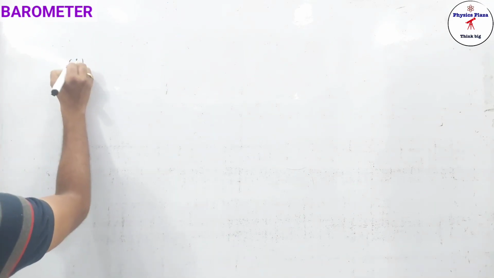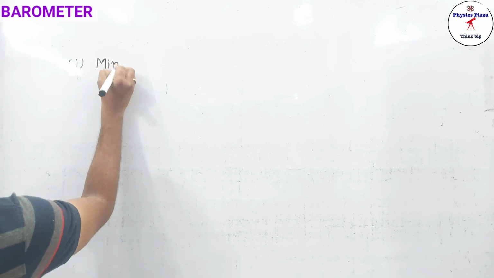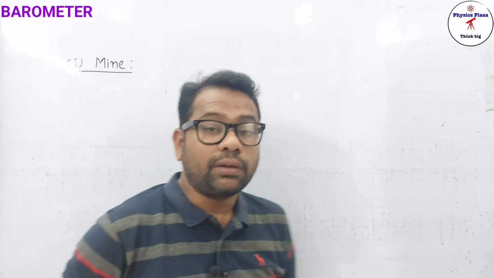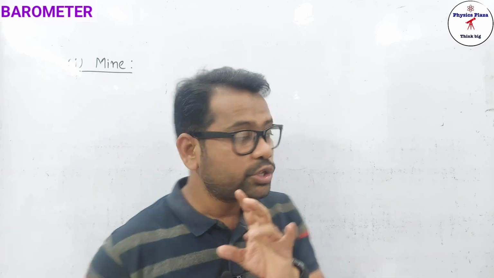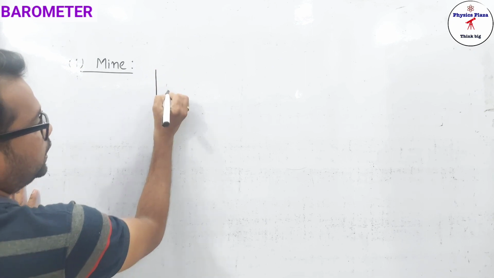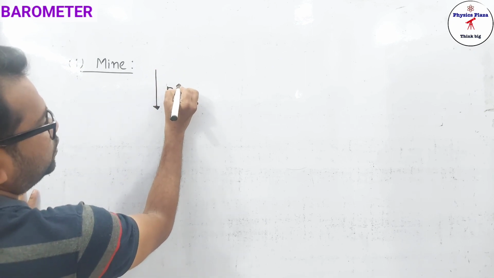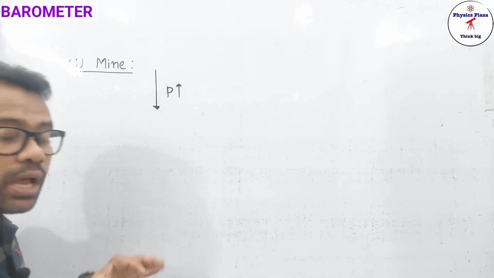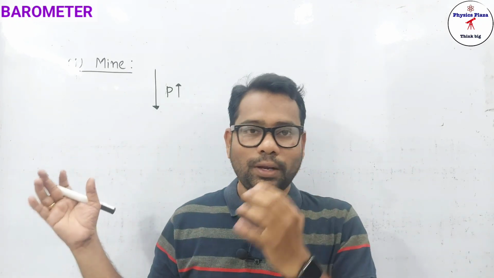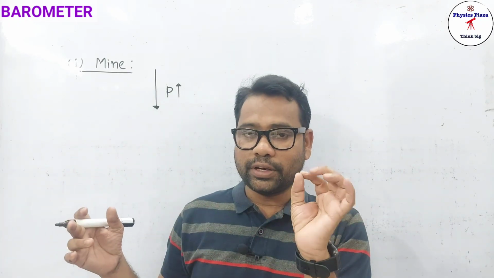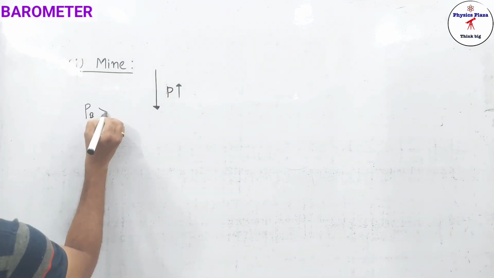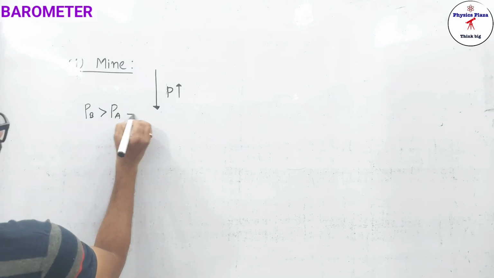What happens if the barometer is taken inside a mine? How does the barometric liquid get affected? Children, as we go inside a mine, the pressure keeps on increasing, which means atmospheric pressure, the outside pressure, increases. Just recall the quadrant which we discussed. Outside pressure we denoted with PB. So here the outside pressure, PB, will be more than PA. Then obviously what will happen, children?